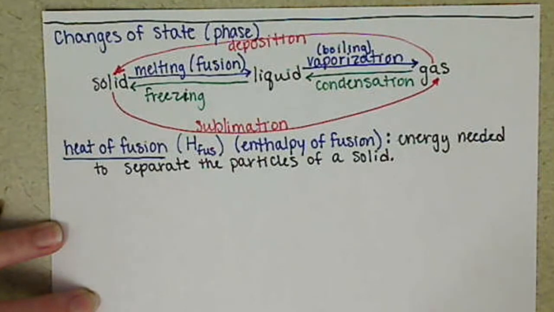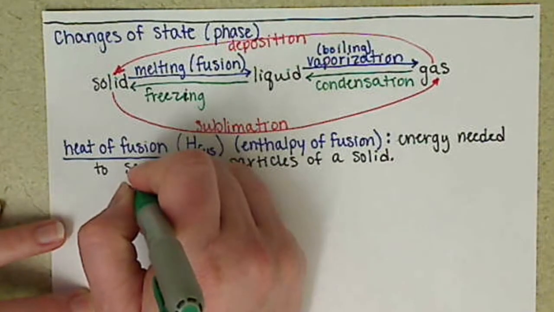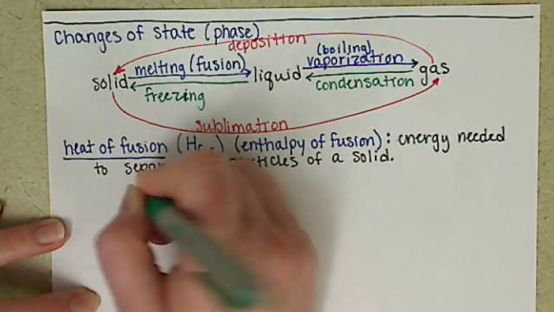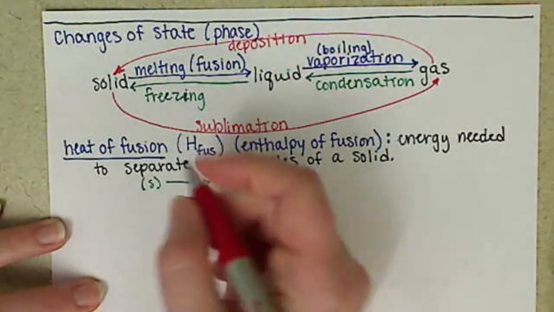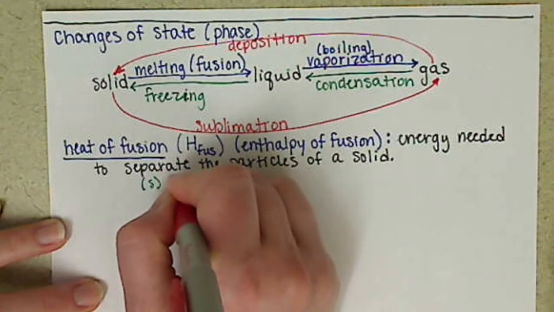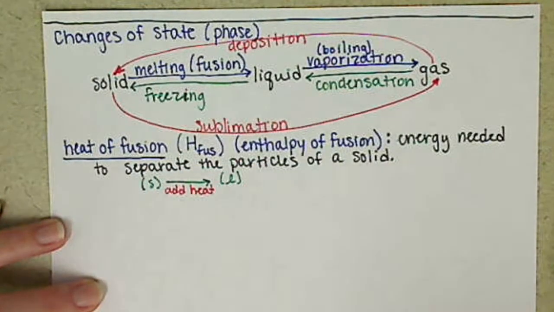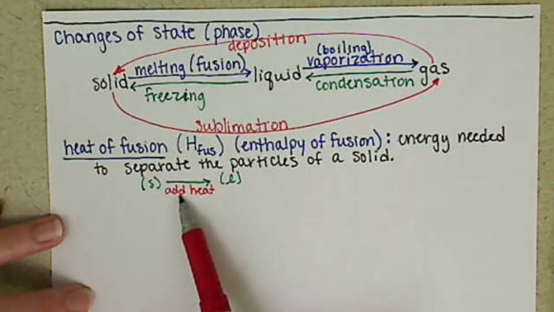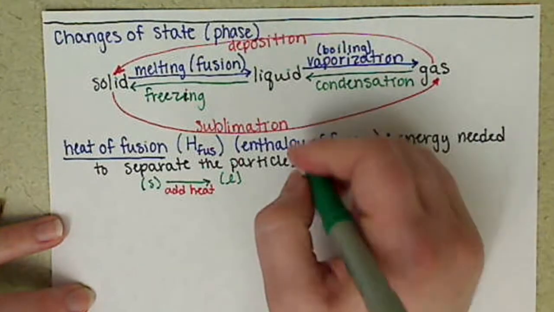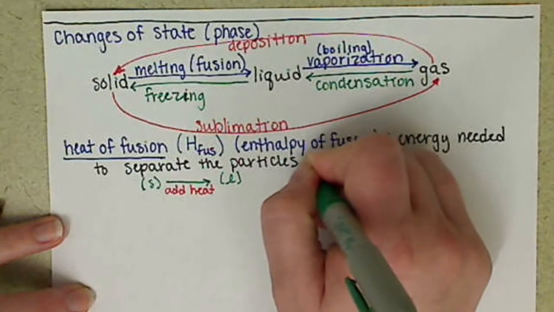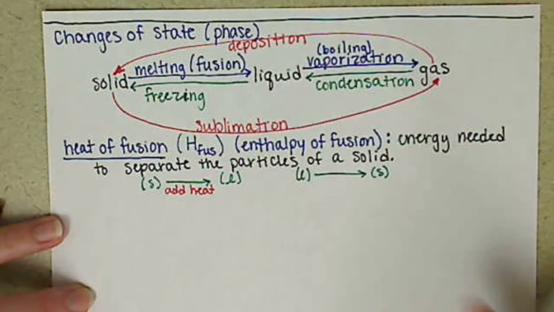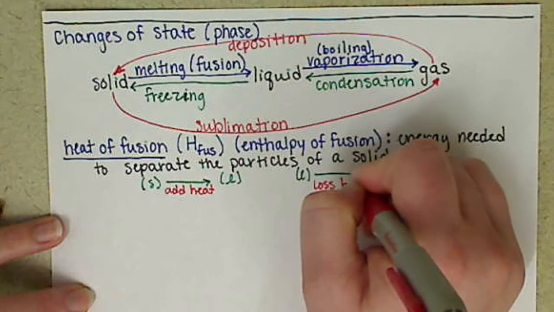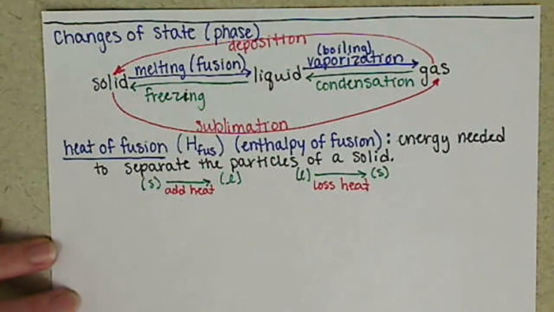So when we talk about heat of fusion, this is going to involve going from a solid to a liquid. And when we do that, basically we have to add heat. We use the word heat and energy interchangeably. So if we go from a solid to a liquid, we have to add heat. If we go the opposite direction, from the liquid to the solid, we're going to have a loss of heat. So heat's going to come off of that.